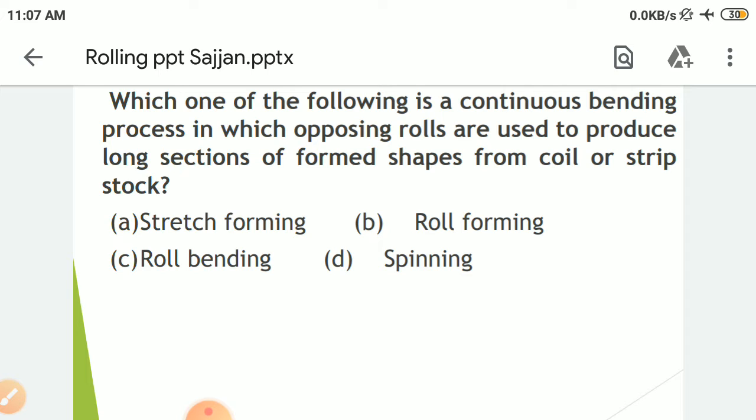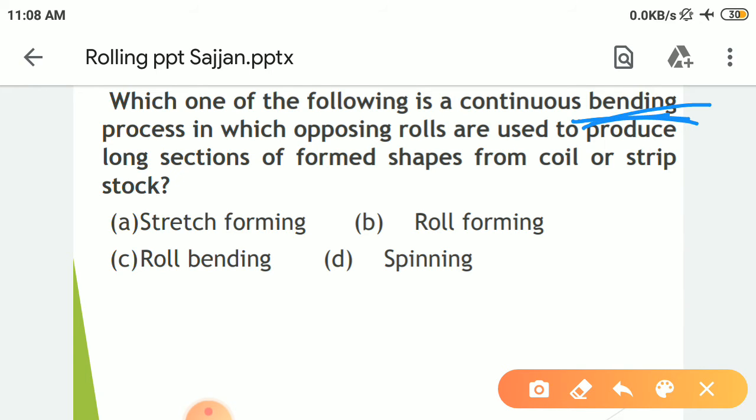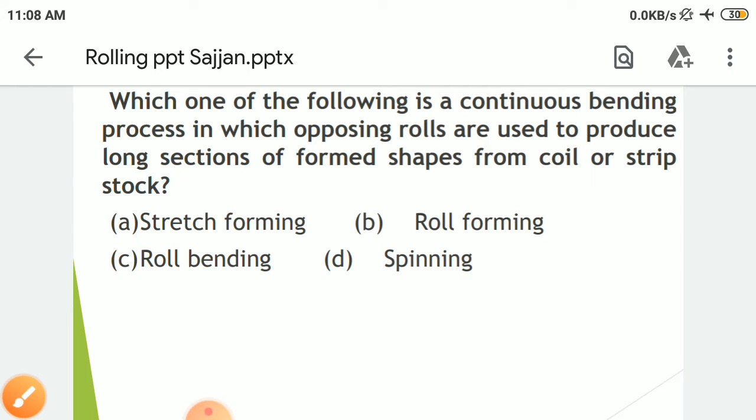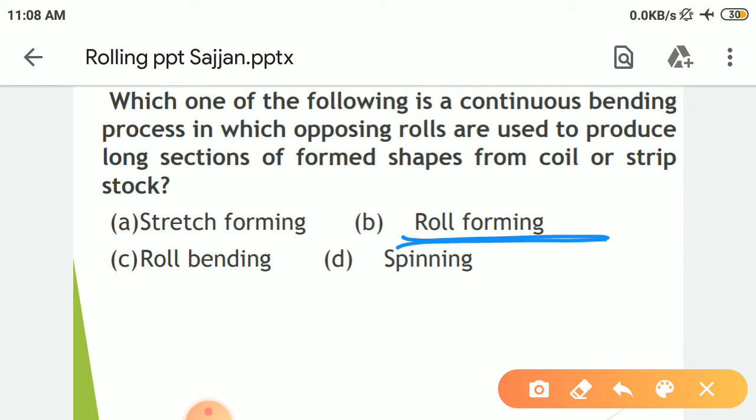So this will come, as he is not mentioning any forming process, he is mentioning bending. You can see here a continuous bending process in which forming is also there, long sections with formed shapes. Such kind of process is known as roll forming. So this is roll forming, in which we have seen some forms on the rollers.